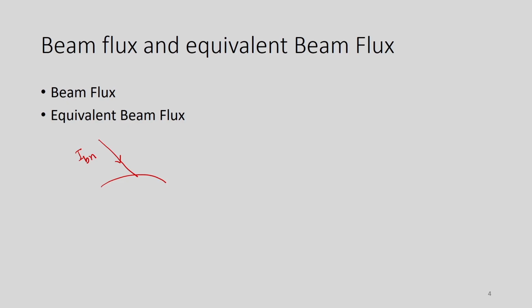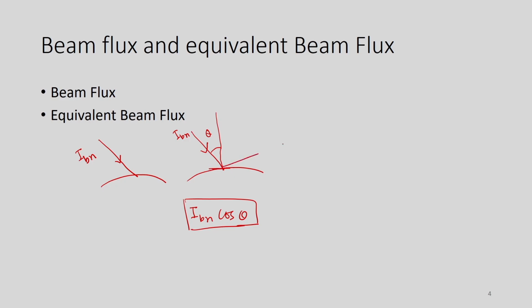If I am interested in converting to the equivalent beam flux, then what we need to do? This is the orientation of the radiation, and then we have to draw a line which is normal to the surface. Let this angle be theta, and this is IBN. So the equivalent beam flux will be IBN cos theta. For all the calculations we need to do this. This is normal to the surface.